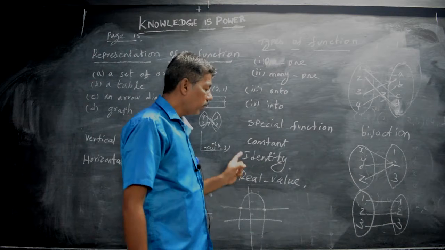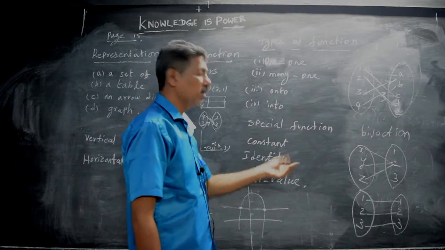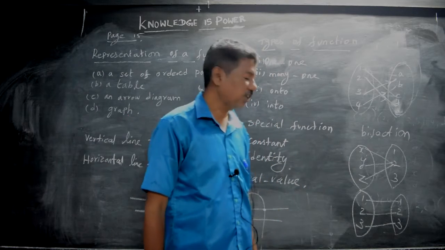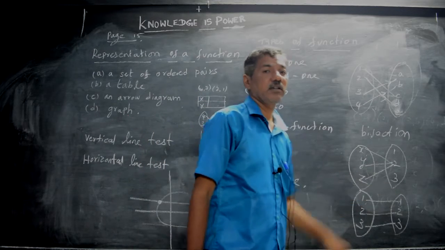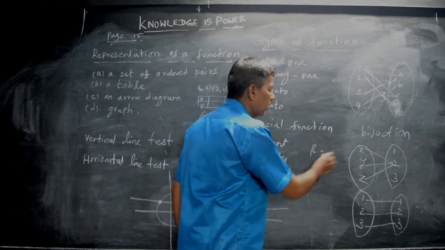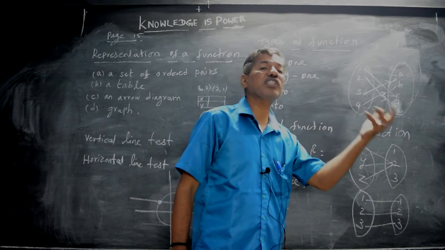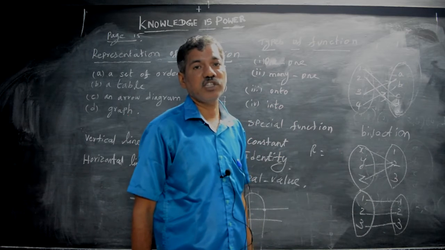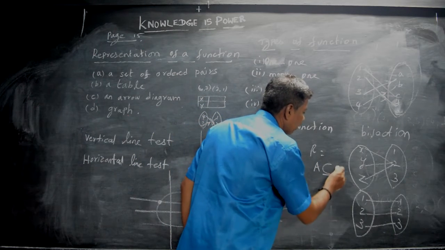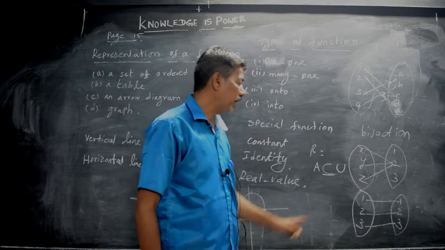Third, real value function. It is just a simple concept. Real value function is nothing but a subset. Subset means, whatever elements are present in the relation should come under the subset of that. Suppose A is a subset of the universe. A is a subset of the universe.